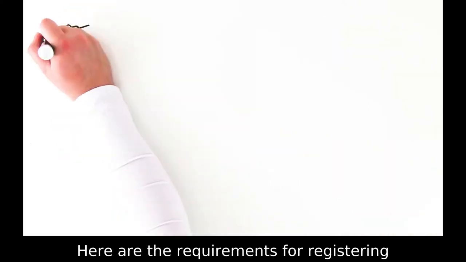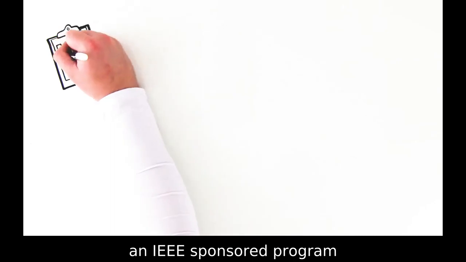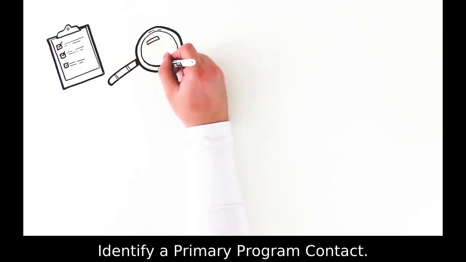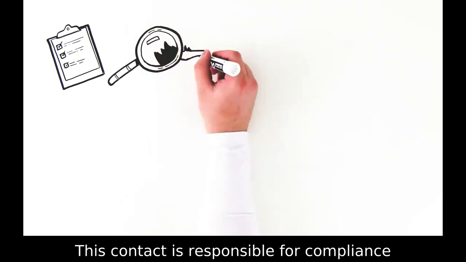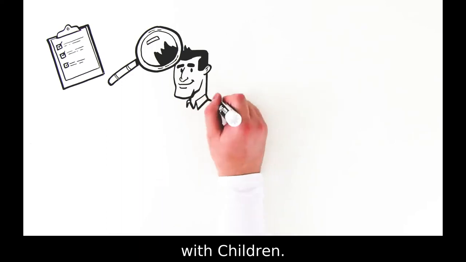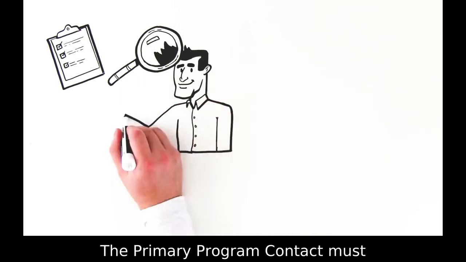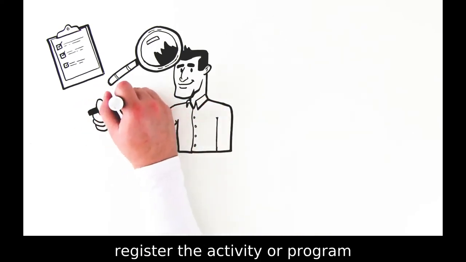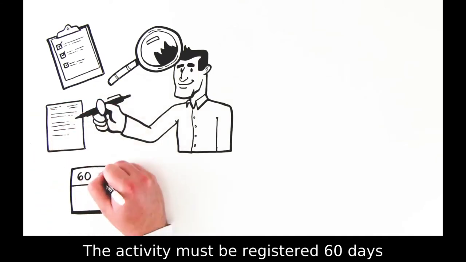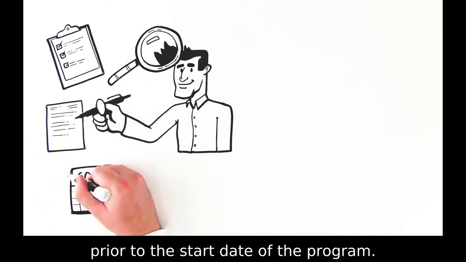Here are the requirements for registering an IEEE-sponsored program involving children. Identify a primary program contact. This contact is responsible for compliance with the IEEE guidelines for working with children. The primary program contact must register the activity or program by completing the registration form. The activity must be registered 60 days prior to the start date of the program.